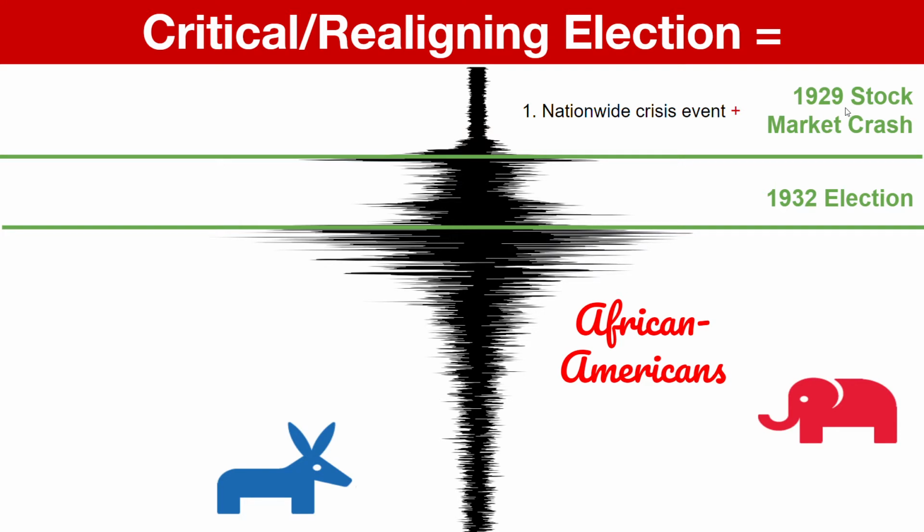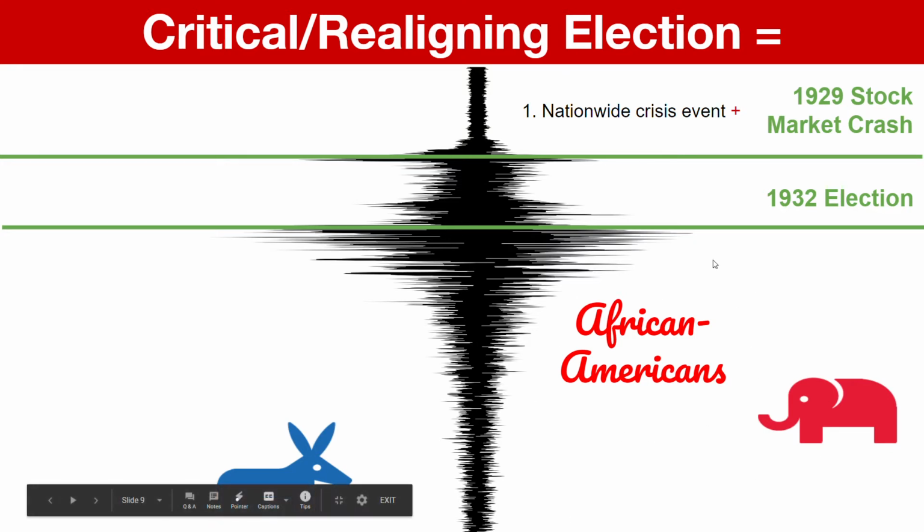It's the stock market crash in 1929, right? The whole country's losing money. Everybody's poor. Well, guess who else is really poor most of the time? African Americans who had no rights and couldn't own land still in the southern states and were basically getting dumped on institutionally in all kinds of different ways.